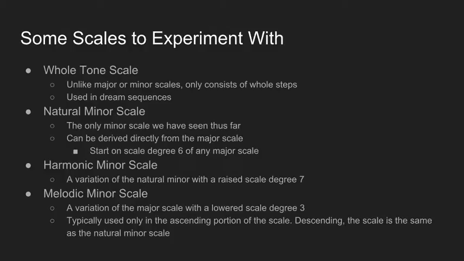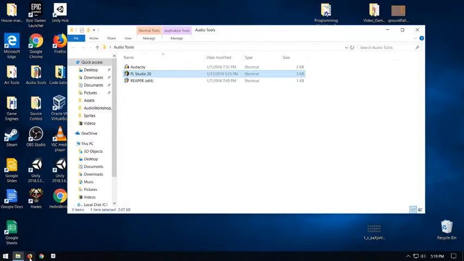And then melodic minor, you can think of as a major scale with the lowered scale degree 3. And melodic minor is kind of a weird one because this is a pattern that's used only when ascending generally. And then when you come back down the scale, it's natural minor. It's the weird one. And yeah, so let's listen to these a bit.